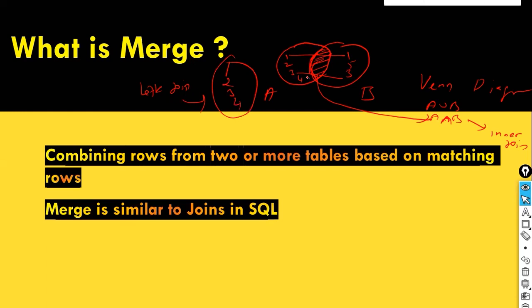Since we are doing the left outer join, what are the non-matching values? 2 and 4. Non-matching values from your left side will get fetched. In addition, matching values from both data sets, 1 and 3, and non-matching values from the left side will get displayed here. The opposite is right outer join. This is a left outer join, and the opposite is right outer join.